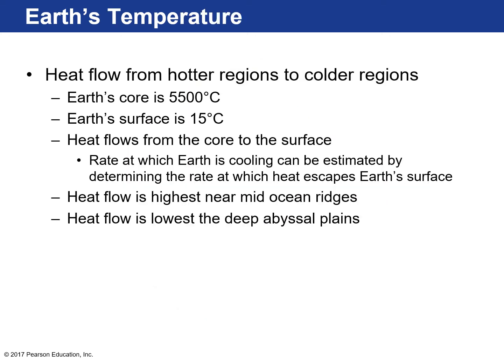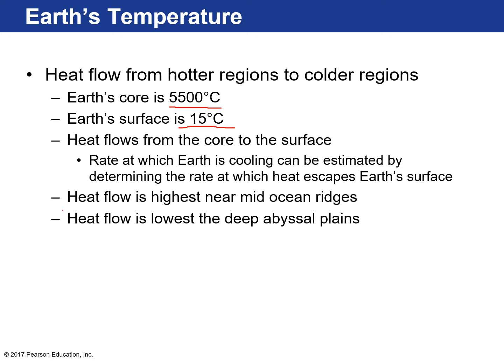Okay, so what's the deal with Earth's temperature as we move through the different layers? Heat either conducts or convects through the different layers of the Earth, and it goes from the interior of the Earth outward. The core is really hot. It's estimated to be about 5,500 degrees Celsius, and the Earth's surface is only 15 degrees Celsius. So heat flows from the core to the surface.